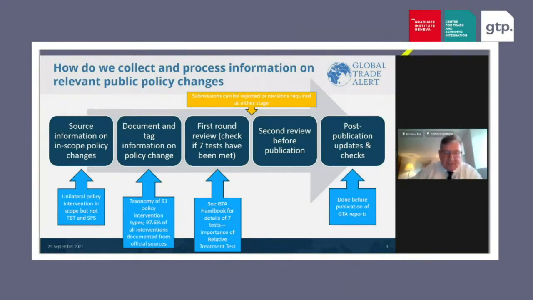Now, amongst the unilateral policy interventions, we cover the waterfront except for TBT and SPS. When we set up our initiative, we decided not to do TBT and SPS precisely because the WTO has the ePing service, which is quite highly regarded. And so our data collection then focuses on other policy interventions. These include border policy interventions like tariffs and quota changes. They also include contingent trade policy changes, trade remedy actions. We also have inside the border changes, subsidy actions, government procurement actions, investment policy actions as well.